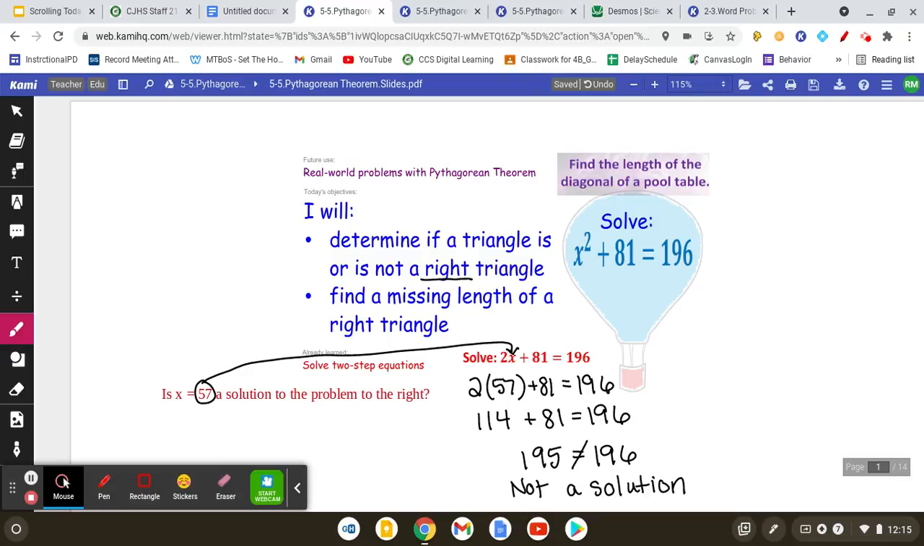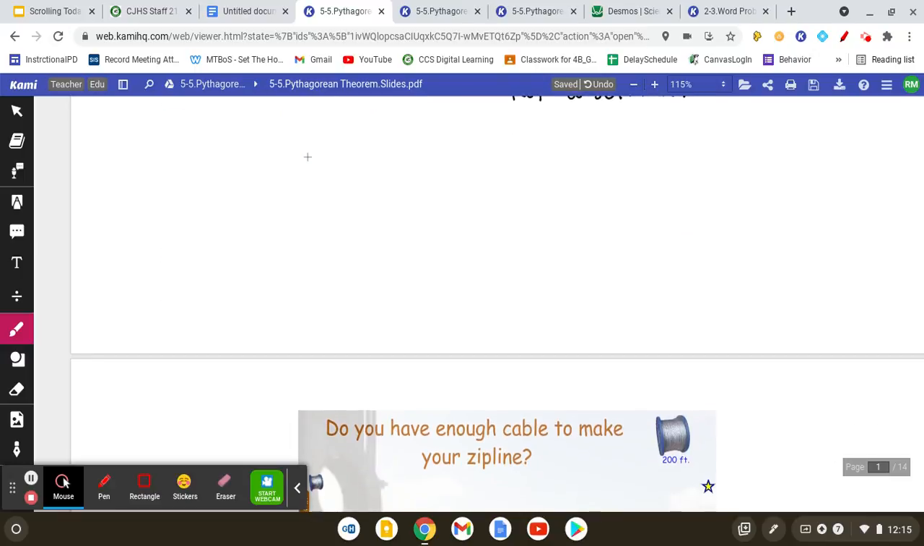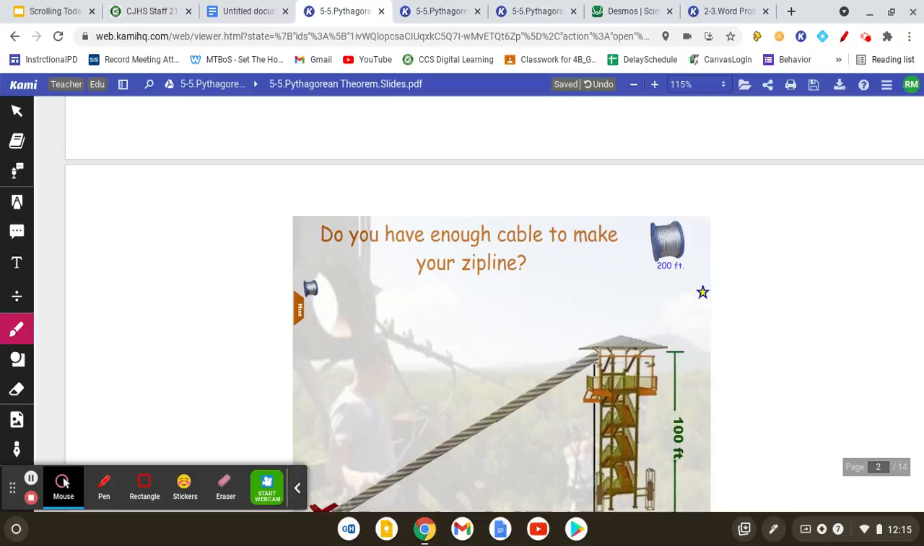So these are the things that we've been working on. Today, by the end of this lesson, you should be able to solve something that looks like this. So this is x squared plus 81 equals 196. So a real world application for this is finding the length of the diagonal of a pool table. Or another example of this, if you wanted to install a zip line.